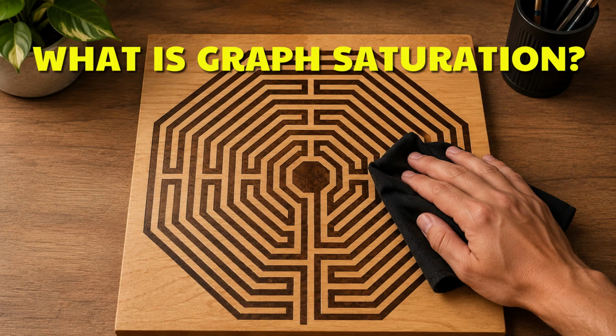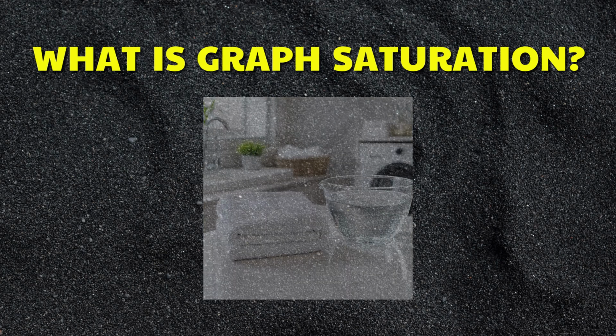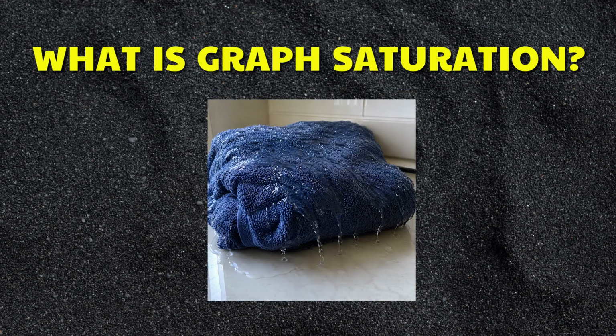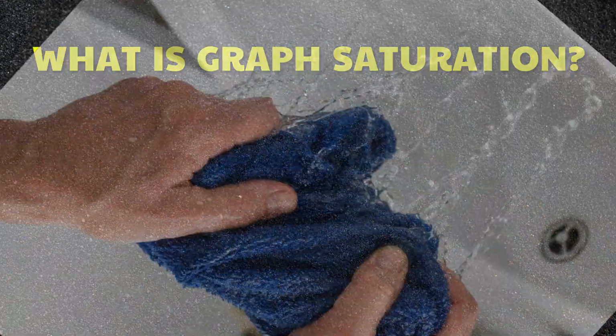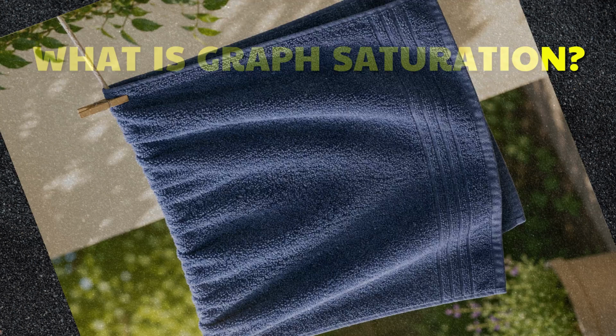To understand this concept, imagine a towel. A towel can absorb only a limited amount of water. The larger and thicker the towel is, the more water it can absorb. But when the towel becomes completely soaked, it cannot absorb any more water. At that point, we say that the towel is saturated. Does this mean you need to throw the towel away? Of course not. You simply need to remove the water and allow the towel to dry before using it again.